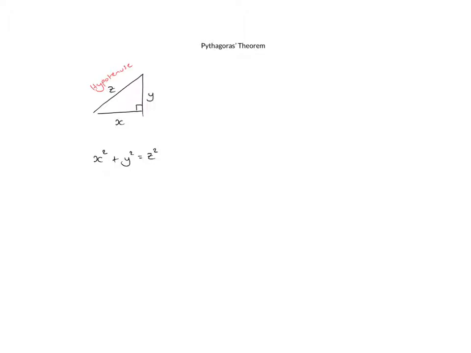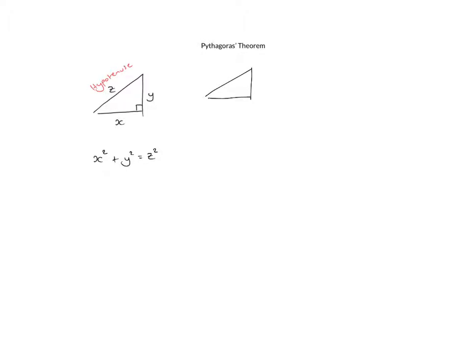So in order to solve something using Pythagoras, we need to know two of these three unknowns, and then we can rearrange and solve for the unknown that we don't have. So I'm just going to do a couple of examples here. Let's have a look at this triangle here.